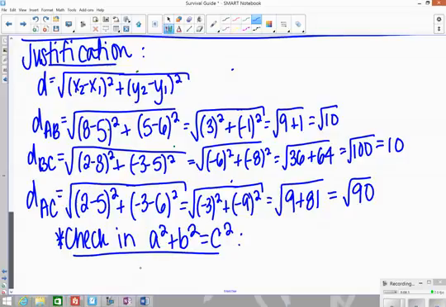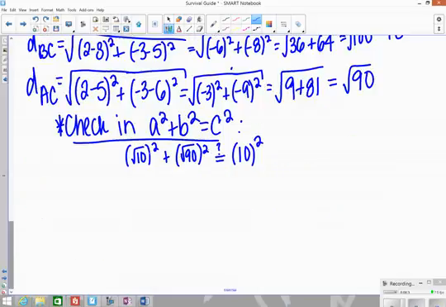So if you plug in, A will be square root of 10, then square root of 90, and we're checking, so I'm going to put a question mark here, and the longest side is 10, so that's going in for the C value. We're going to simplify this, so if you square root, it's just going to be what's underneath it, so square root of 10 squared is 10 and square root of 90 squared is 90. We want to see, does this equal 10 squared? Well, 10 squared is 100. 10 plus 90 gives me 100.